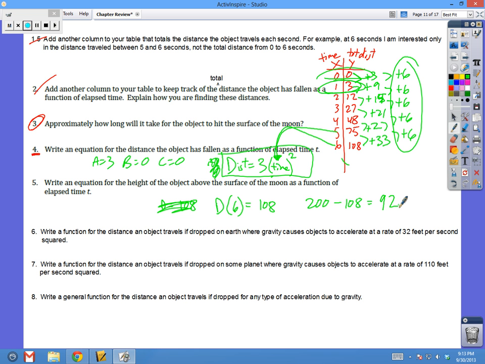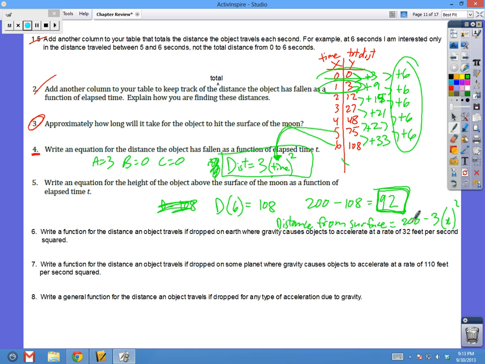So all you're going to do, you're going to keep your function right here, the distance equals 3 times time squared, and the distance from the surface will equal this. It's just going to equal 200 take away the 3 times time squared. So if this function gives you the total distance and you want to figure out how far above the moon you are, you just do 200 minus your total distance.